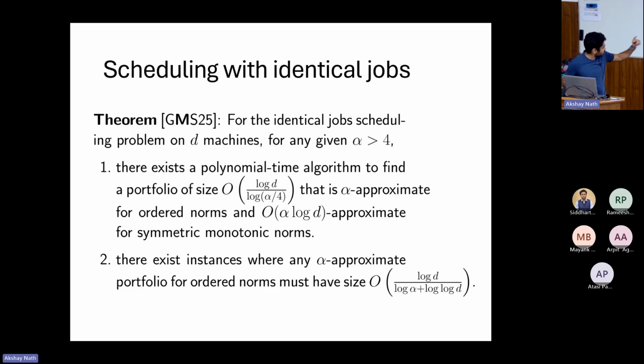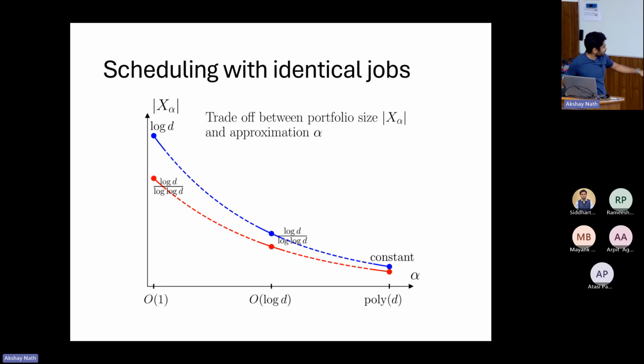And so this looks very complicated, but what it looks like is basically this. On the x-axis, you have the approximation that you want, and on the y-axis, you have the size of the portfolio. So if you want a constant factor approximation, our upper and lower bounds are basically off by a factor of log d. If you want a log d factor approximation, then our upper and lower bounds are basically tight, and so on for a polynomial approximation, which is what a single solution achieves. Remember, there's a single solution there that does everything.